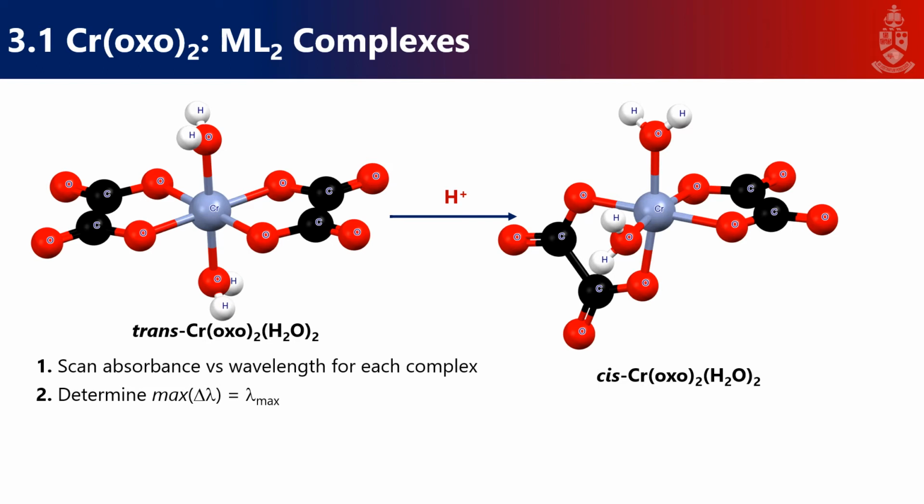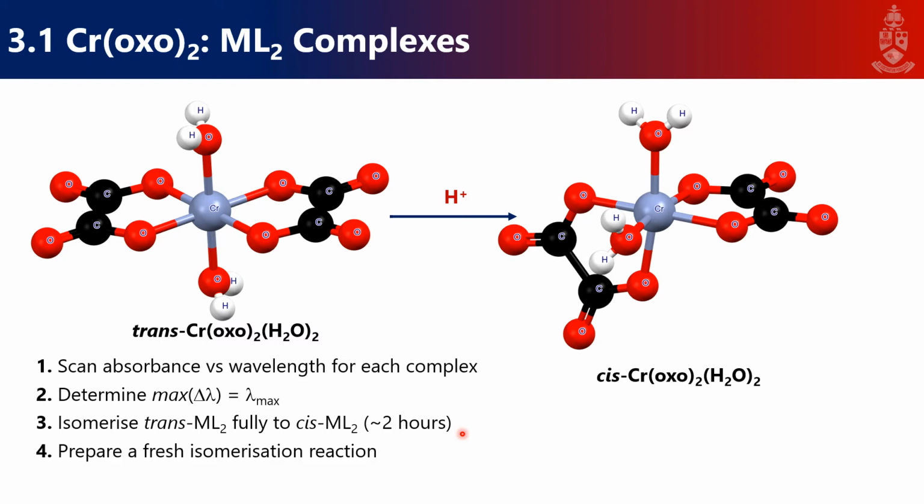That should be quite easy. There's actually 2 points, but one of them is quite explicitly the best option. Then we're going to isomerize the trans complex fully to the cis complex. I say it takes about 2 hours, of course, because I've done the experiment before. Then we're going to prepare a fresh isomerization reaction, and we're going to compare the changes in this lambda.